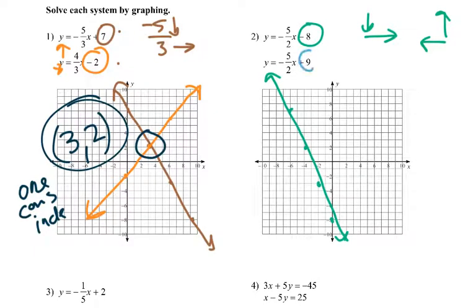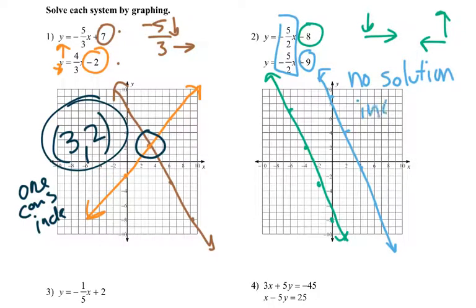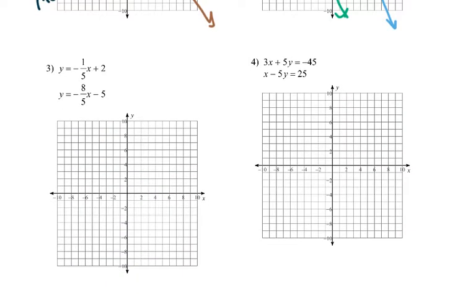Then we graph the second one. Positive 9. We're going down 5 to the right 2 again. What we should notice here is that we actually have the same slope, didn't we? Well, that means we have parallel lines. Parallel lines never intersect, so there's no solution. So it's inconsistent. Sometimes that happens.